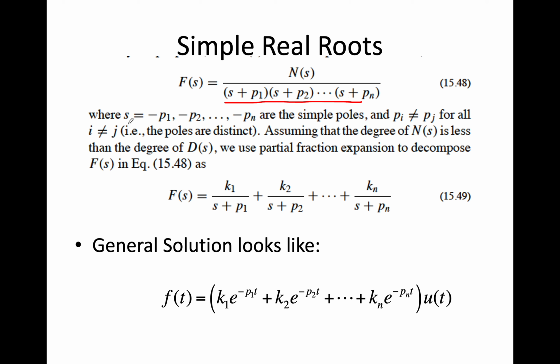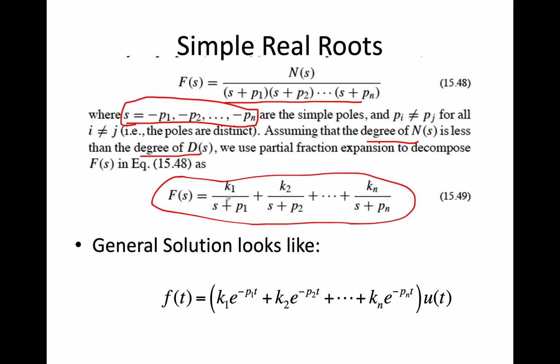And usually they are negative. In fact, if they're not negative, you've made a mistake. So p1 would equal minus 1, p2 would equal minus 4, p3 would equal minus 5, and so on. And you also assume that none of them are repeated, so they're all simple roots. If that's the case, and if the degree or order of the numerator is less than the degree or order of the denominator, the partial fraction expansion becomes really simple. It's going to take this form where p are your poles.